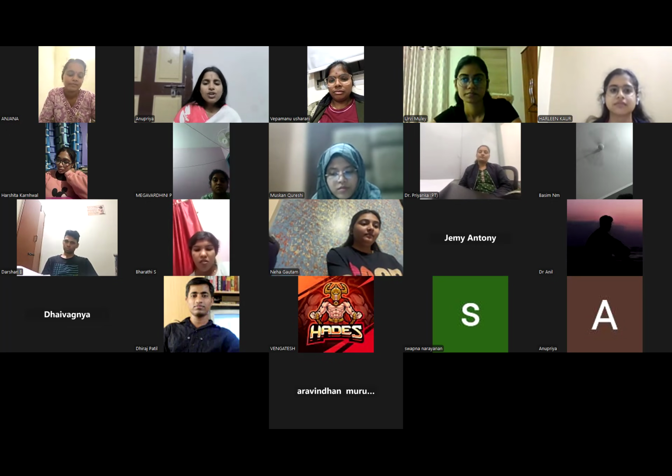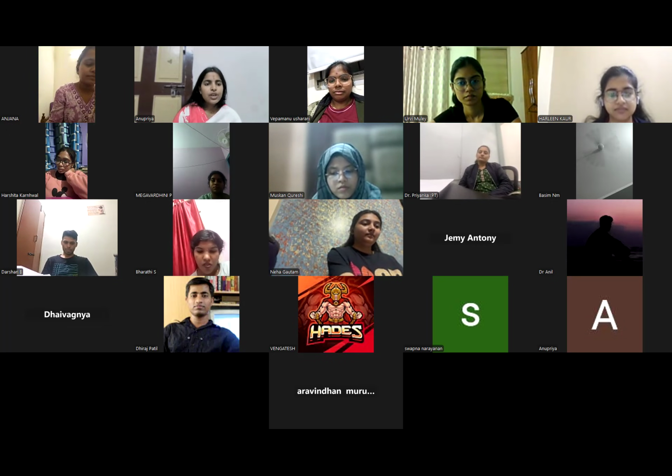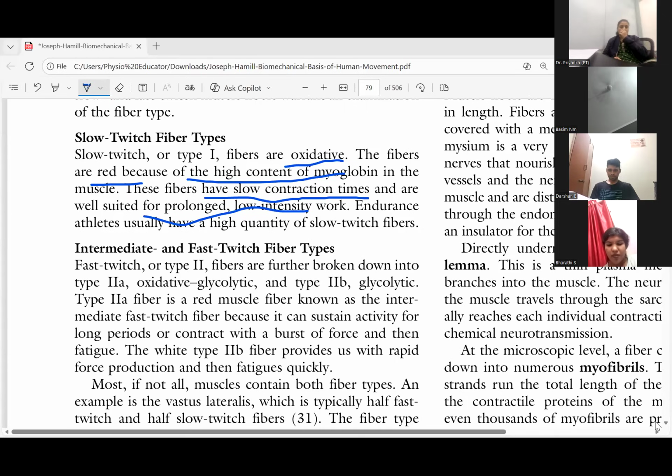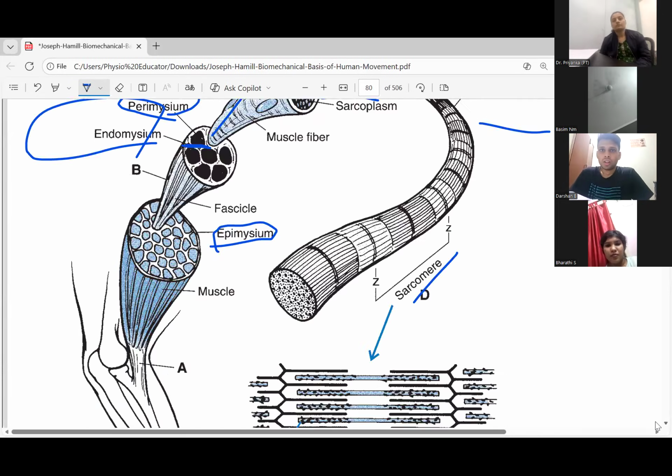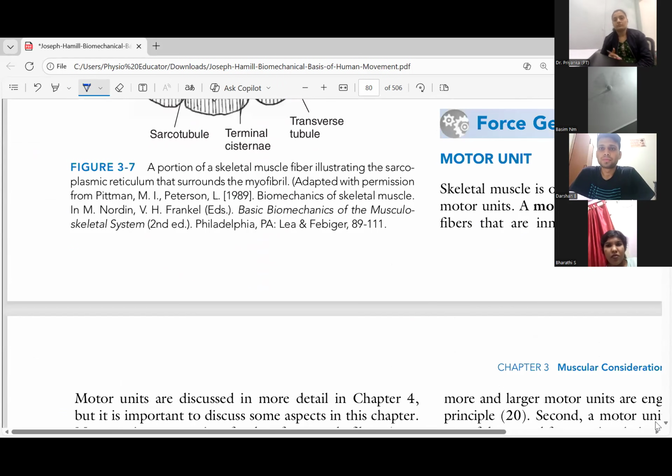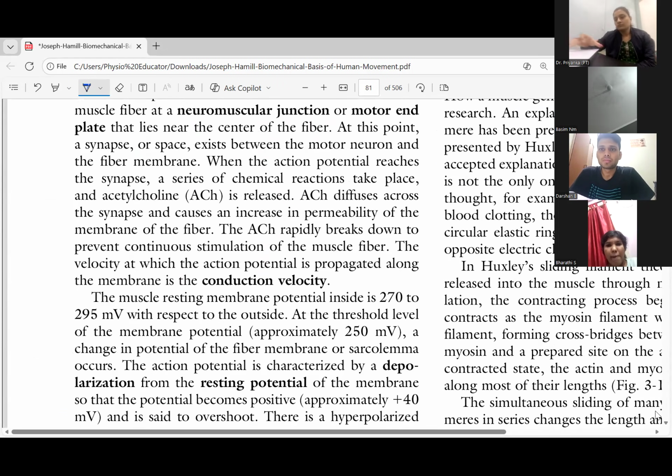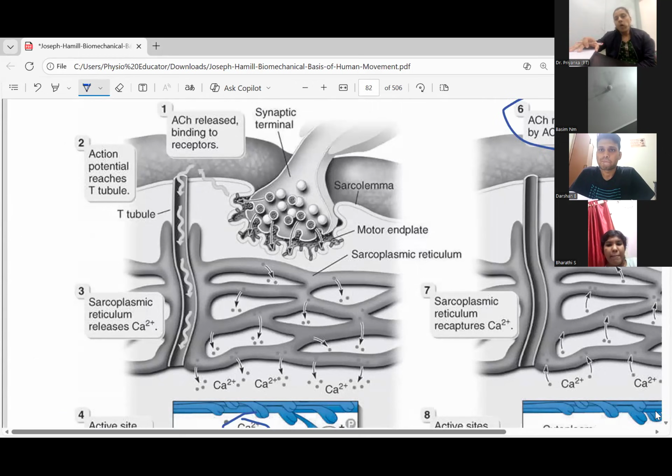Okay, so this is called muscle fiber types. So we discussed muscle tissue type, muscle fiber type. Now let us move on to the next one. This is something which we discussed already. This is discussed.